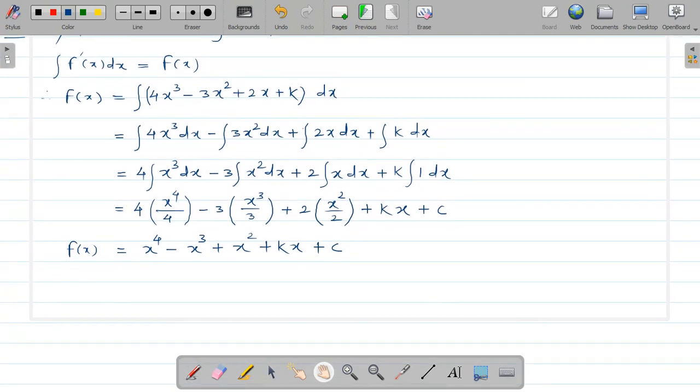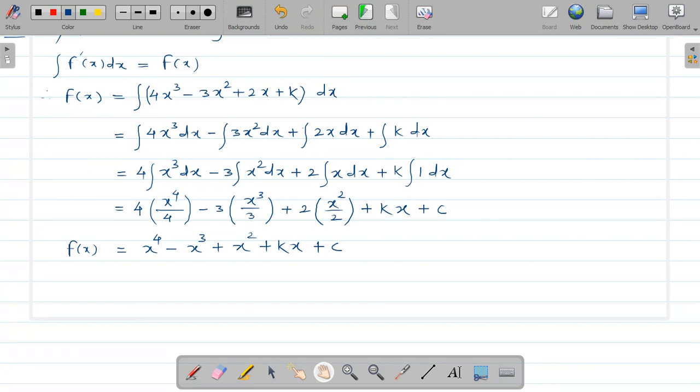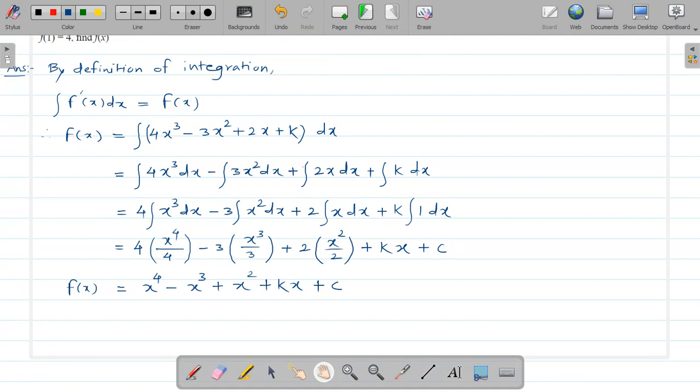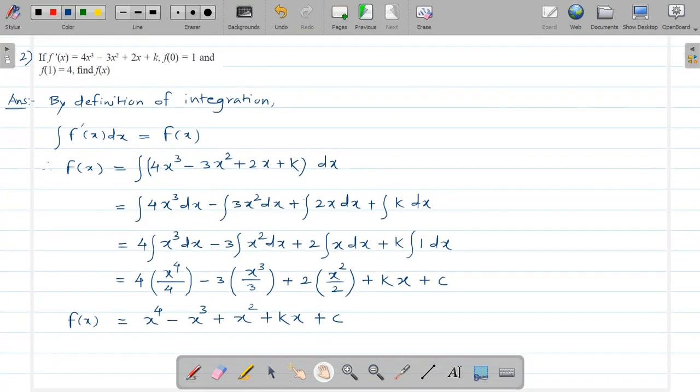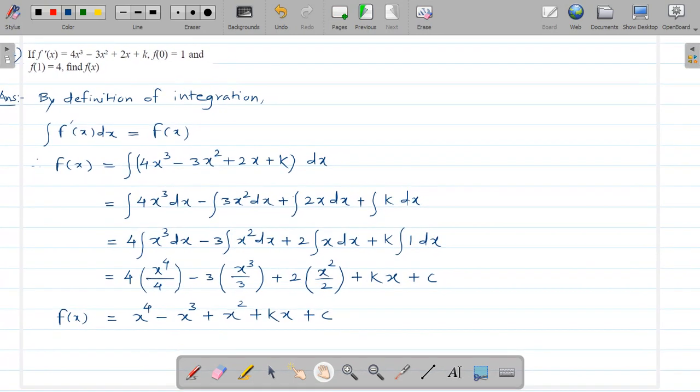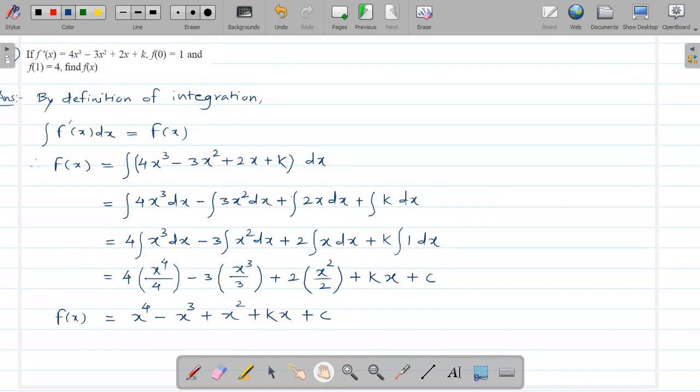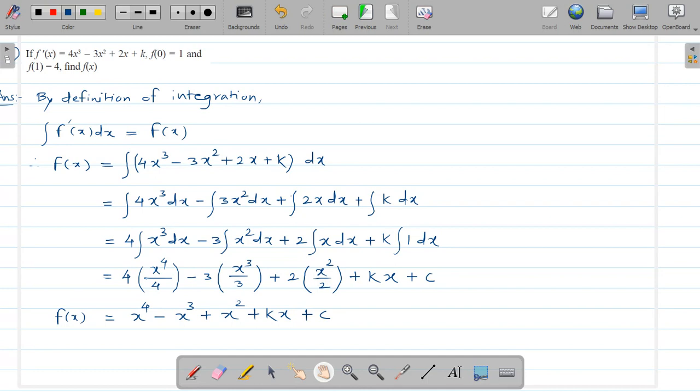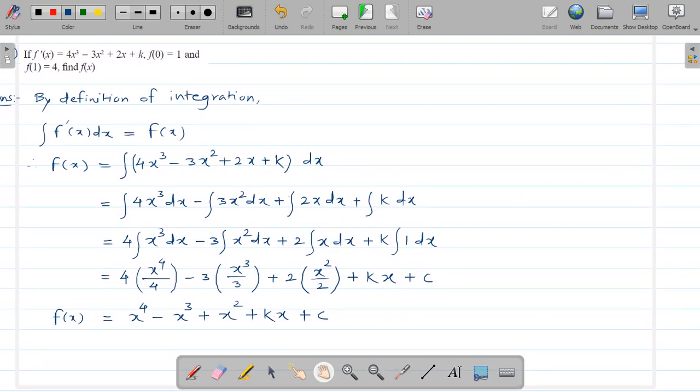But here there is a constant k, and also the integration constant, so both constants we have to determine. After getting the value of k as well as the value of c, you will get the final answer of f of x. And for that, two conditions are given to you. When x is equal to 0, the value of the function is given as 1, and when x is equal to 1, the value of the function is given as 4.